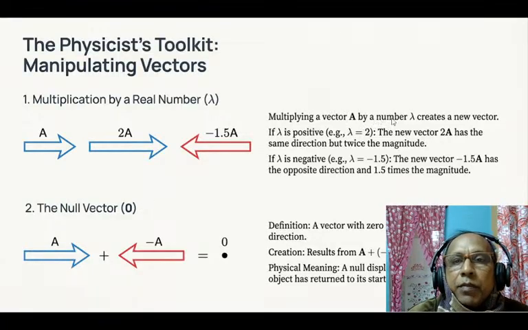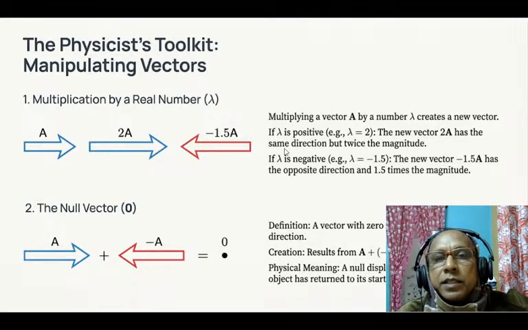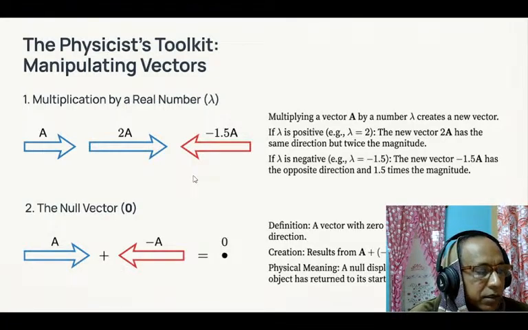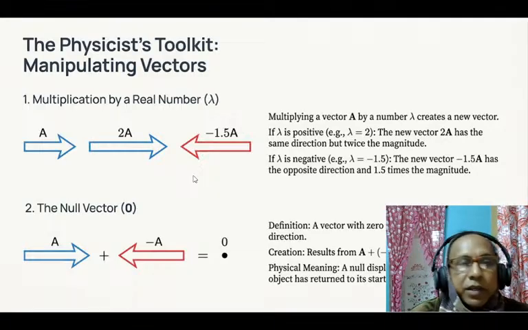Multiplying a vector a by a number lambda creates a new vector. If lambda is positive, lambda equal to 2, the new vector 2a has the same direction but twice the magnitude. If lambda is negative, lambda equal to minus 1.5, the new vector minus 1.5a has the opposite direction and 1.5 times the magnitude. The null vector, what we call the zero vector.